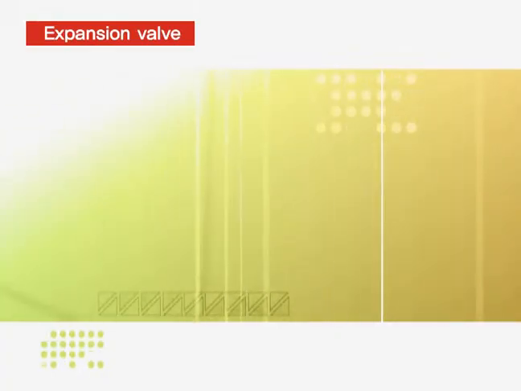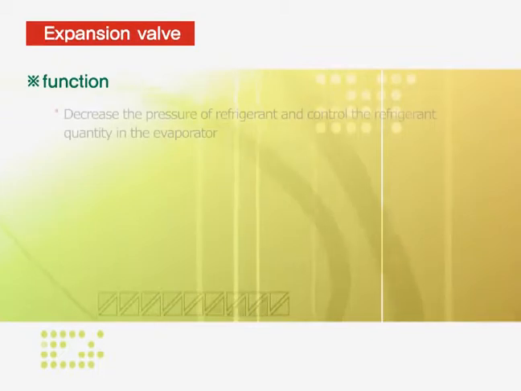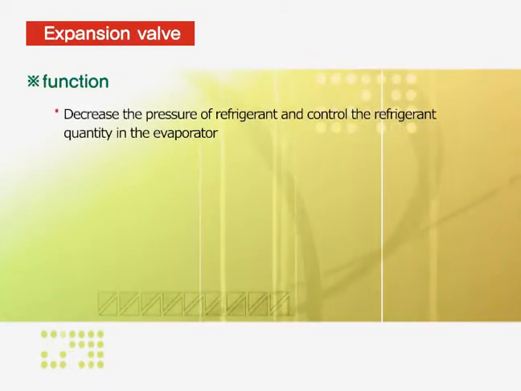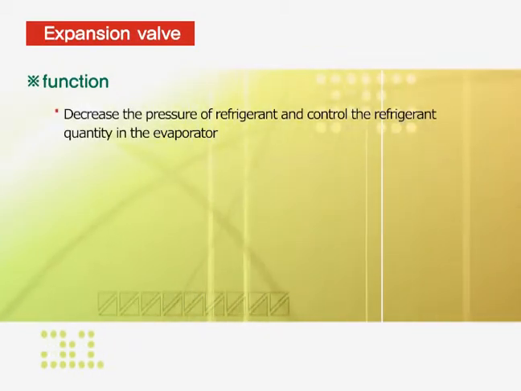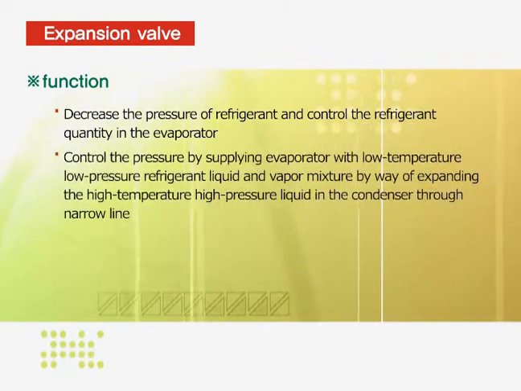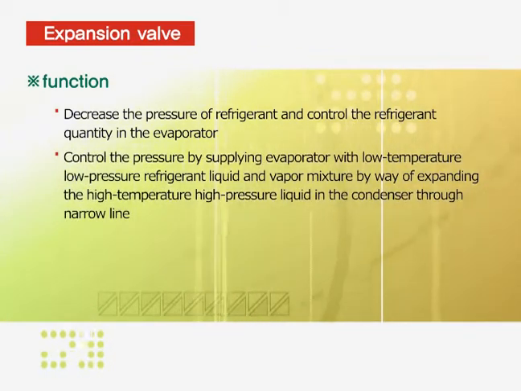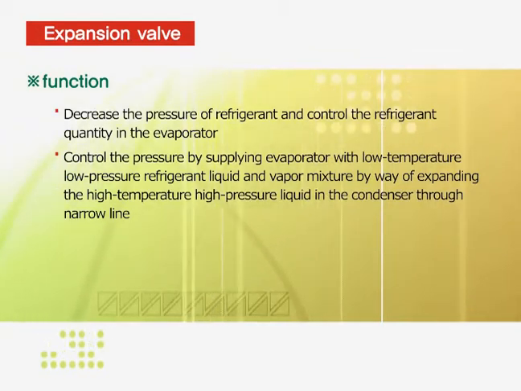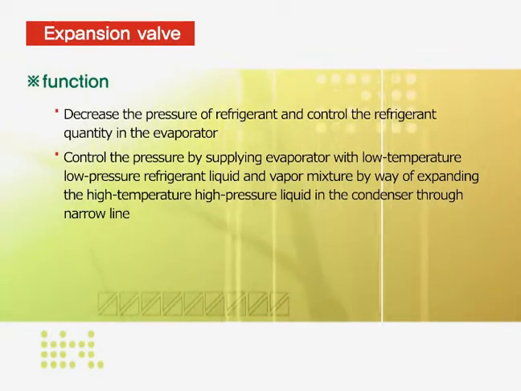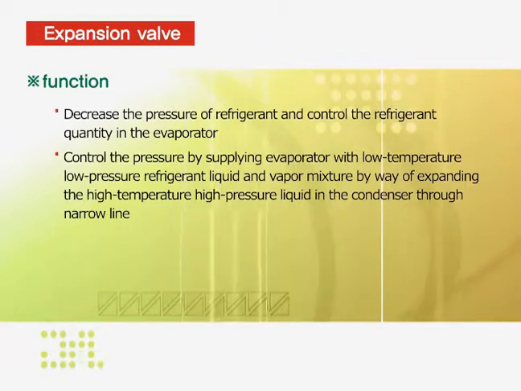The function of the expansion valve. Decrease the pressure of refrigerant and control the refrigerant quantity in the evaporator. Control the pressure by supplying the evaporator with low temperature, low pressure refrigerant liquid and vapor mixture by way of expanding the high temperature, high pressure liquid in the condenser through a narrow line.